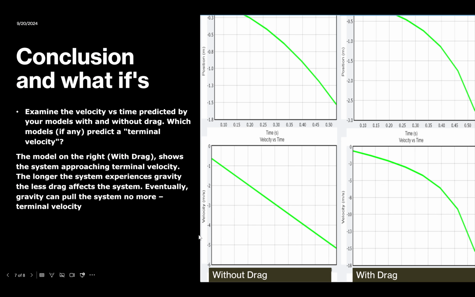Alrighty, and our conclusion and what ifs. So examine the velocity versus time model, which is predicted with and without drag. Which model, if any, predicts a terminal velocity? So the model on the right, which is the with drag, which is the far right, shows the system approaching terminal velocity. I turned up the amount of time for this one a little bit compared to the other graphs, if you see. And you can see the longer that the system experiences gravity, the more drag affects the system. Eventually, gravity can only pull the system so far, hitting terminal velocity.